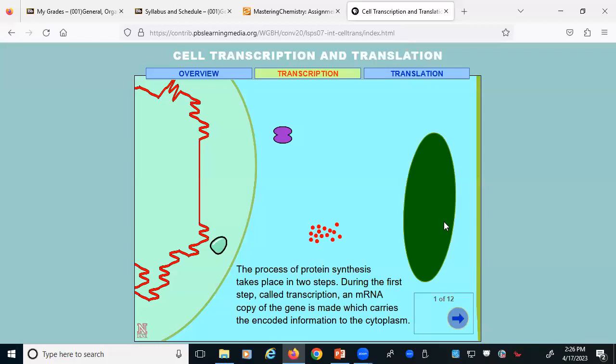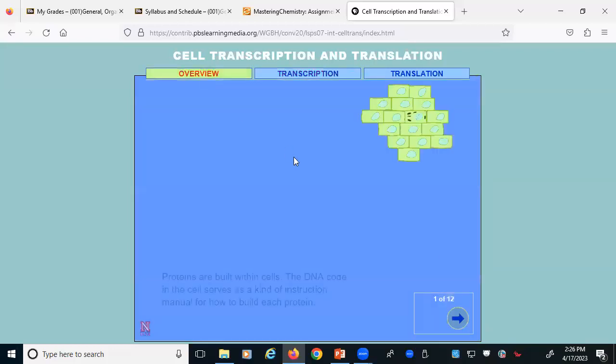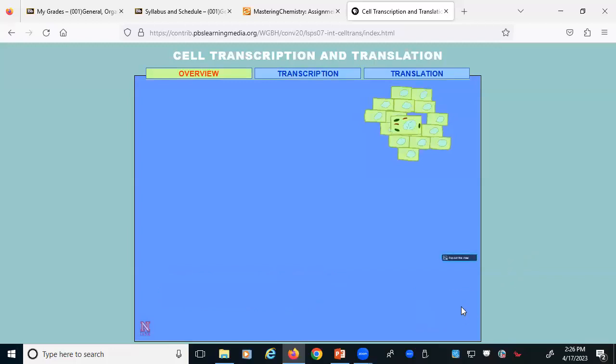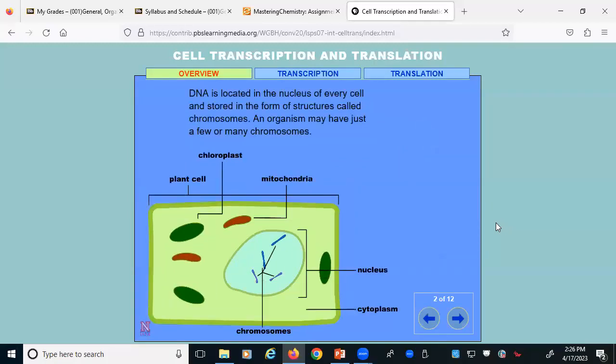Okay, so just as a review, let's start with the overview. We're talking about protein synthesis here. Protein synthesis happens inside of cells. And the instructions for that protein synthesis are found in the DNA. So this is an example of a plant cell, but the processes that occur in these plant cells are very similar to what would occur in your cells as well.